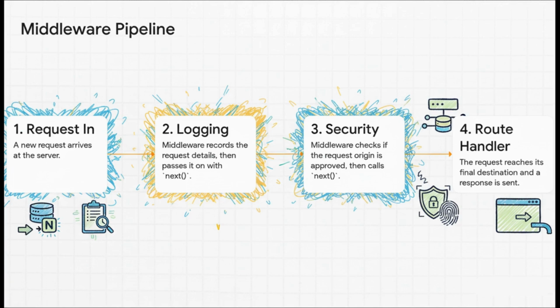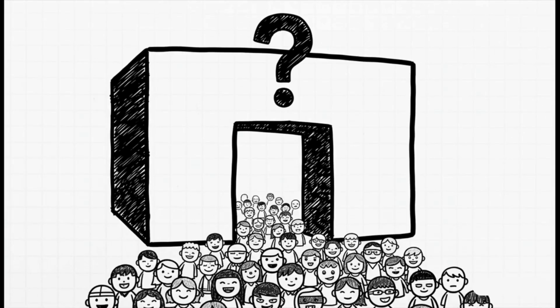The request just keeps moving down the line until it finally reaches its destination, the route handler that actually sends back a response. It's brilliant. So our app is working, but it's kind of like throwing a party and leaving the front door wide open. Anybody can just walk in and do whatever they want. We need to control access. We need a digital bouncer at the door, making sure only the right people can get into certain parts of our application. It's time for some authentication.